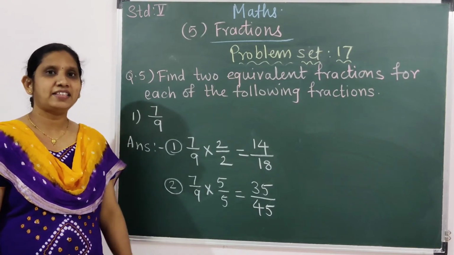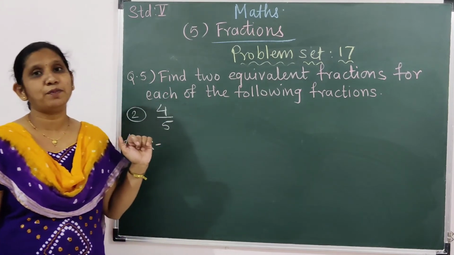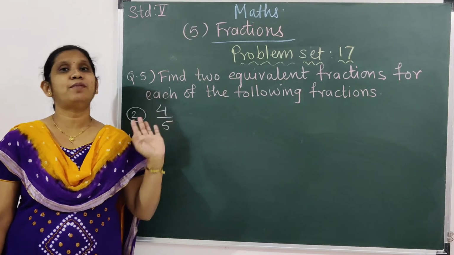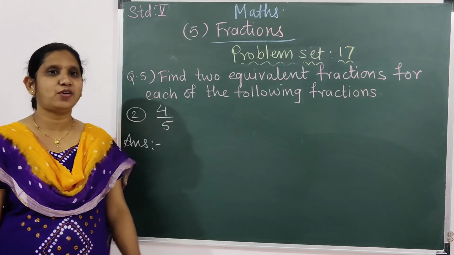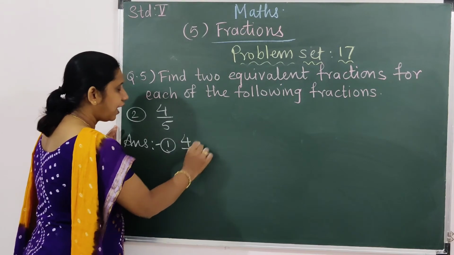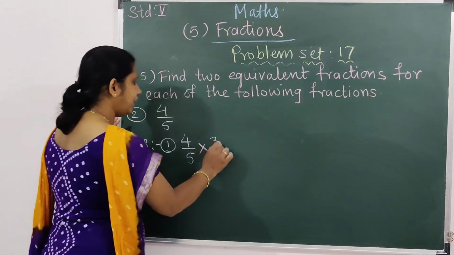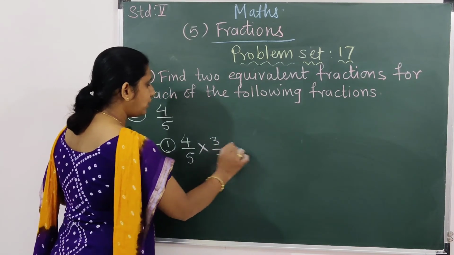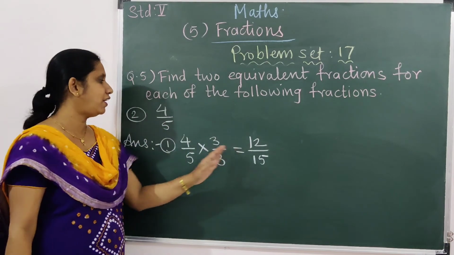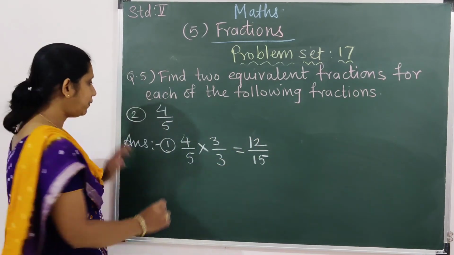Let's see the next fraction. Here the next fraction given is 4 upon 5. As I already told, whatever number you feel comfortable using, you can multiply. So let us obtain the first fraction. I am multiplying in the numerator and denominator by 3. So 4 3s are 12, 5 3s are 15. So your first equivalent fraction of 4 upon 5 is 12 upon 15.